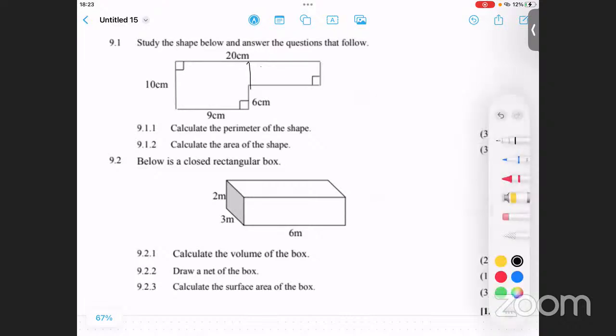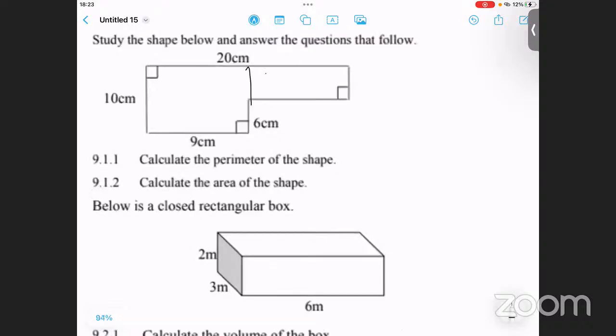Yes, ma'am. Okay, cool. This is what you're gonna do when you're calculating. So this 20 that you see here is from this corner to this corner. And the 6 is from this corner to this corner. And then the 9 is from this corner to this corner. The 10 is from this corner to this corner. Now you have to calculate for this side and again for this side right here.